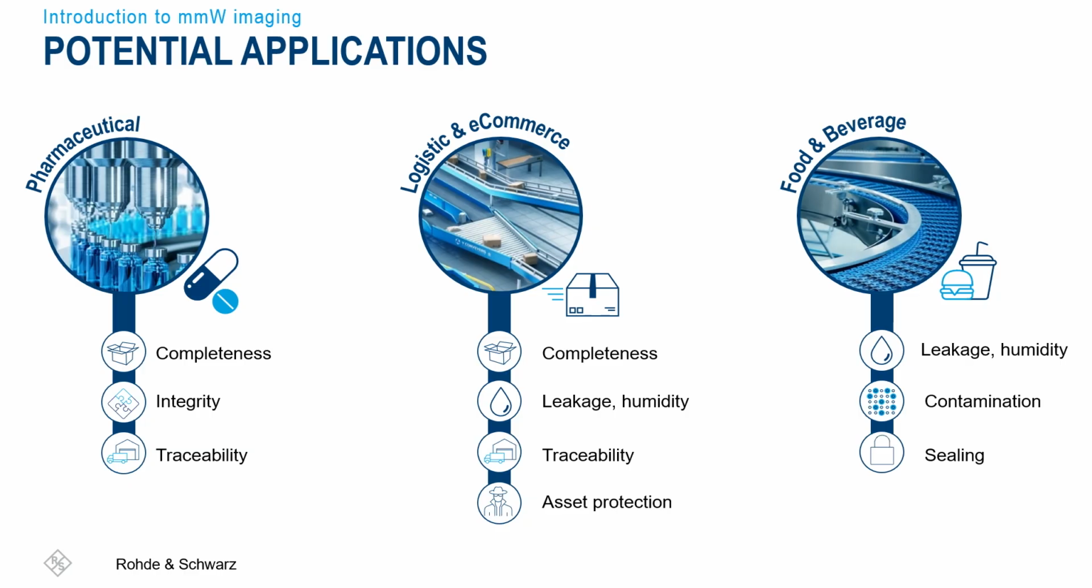The third application area is in the food and beverage industry. There, of course, we can also detect leakage and humidity if the package is broken. We can check for contamination, and we can also check for proper sealing. That means that the product is safely closed and the best before date can actually be kept. These are the potential applications.